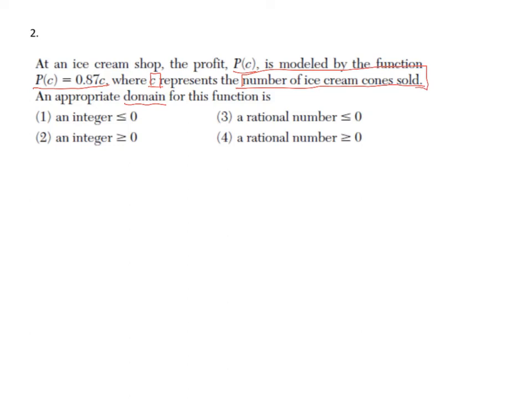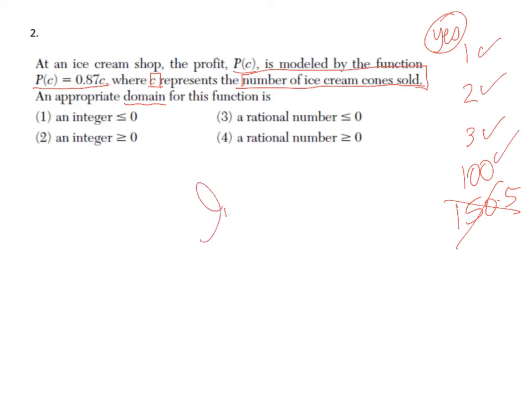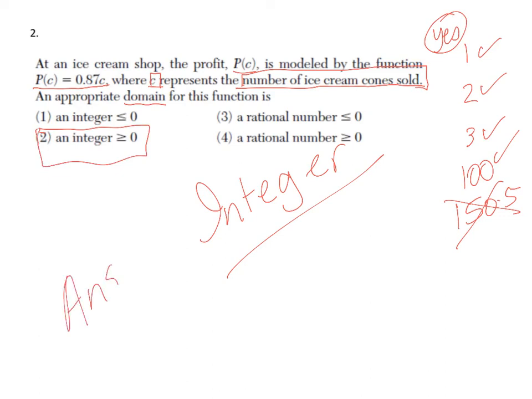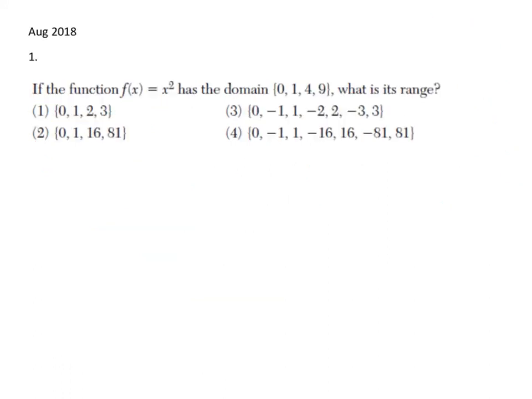So now think about it. Can you sell one ice cream? Can you sell two? Can you sell five? Can you sell 100? Yes. Can you sell 150.5? No. So all of these are acceptable. So you want an integer. Can you sell negative ice creams? No. So it's anything above 0. You need a positive integer. That's what you're looking for. So answer choice 2. So this one is relatively easy.